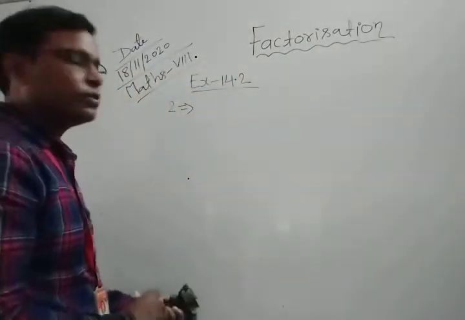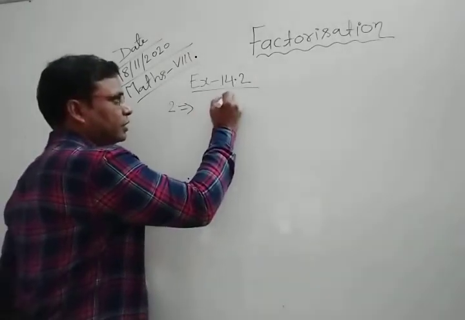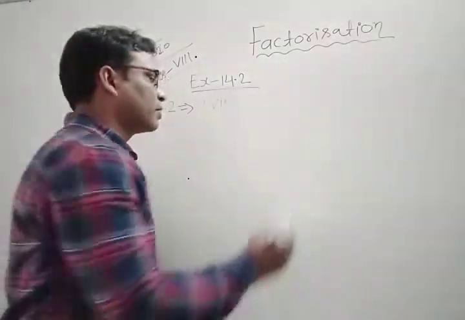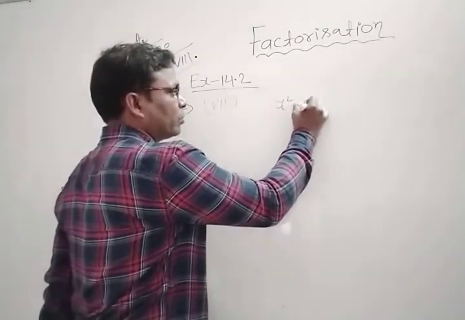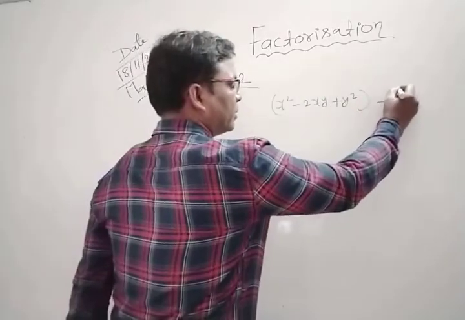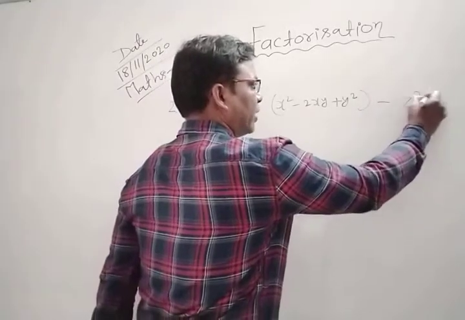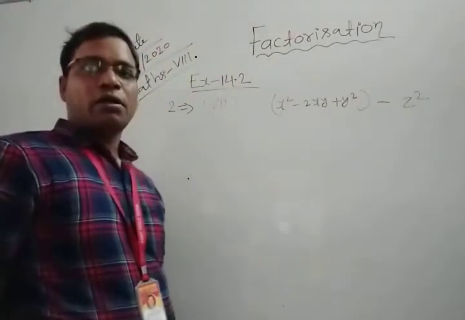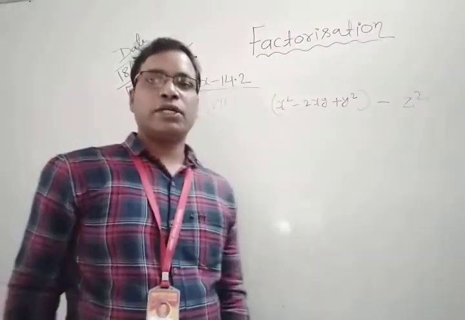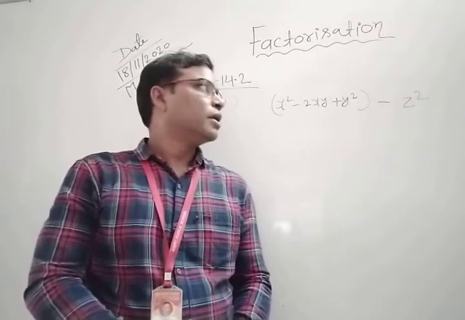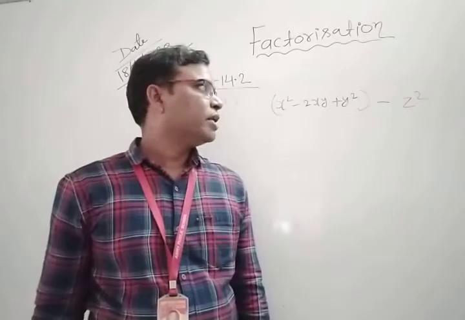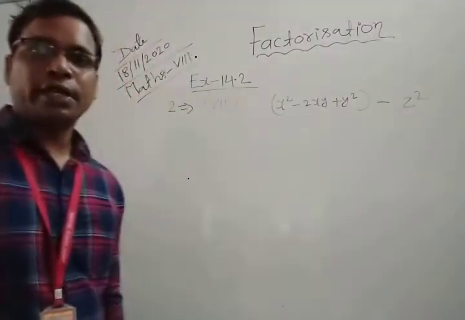Okay, so the seventh part of question number 2 is x square minus 2xy plus y square minus z square. You need to find the factors of this expression using identities. Okay, this is given: x square minus 2xy plus y square minus z square. So let's see how to solve this question.